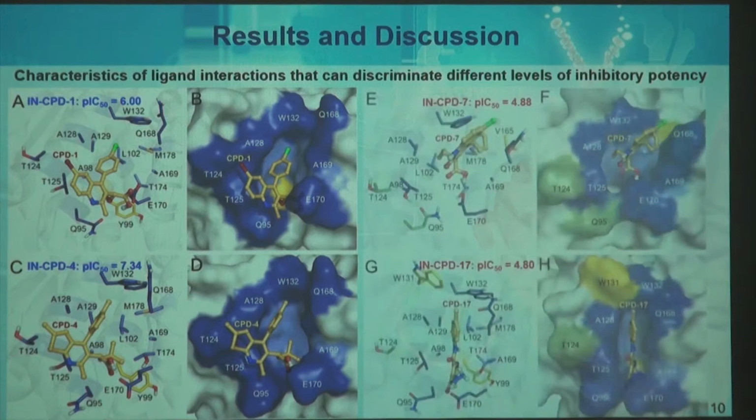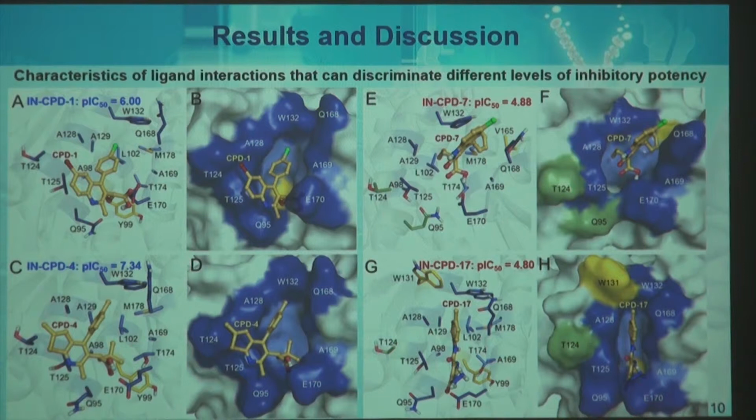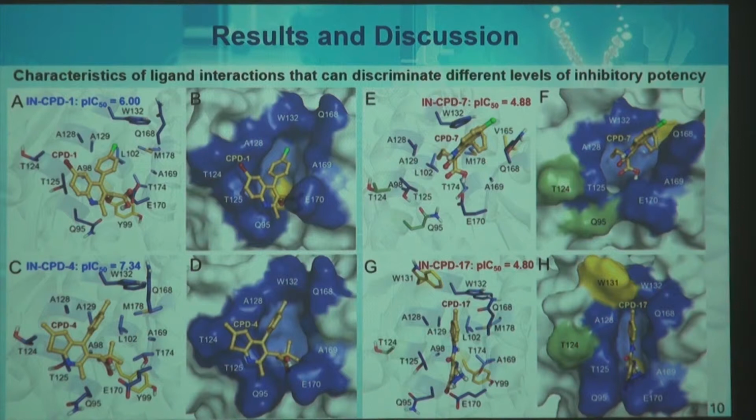For the low potent ligands, compound 7 and compound 17, they shift from the center of the key residue and lose some contact from some amino acid residues, such as glutamine 95 and threonine 124. This can be used to determine the different levels of inhibitory activity, and we can use this to identify the hotspot residue at the ligand binding site on the integrin structure.